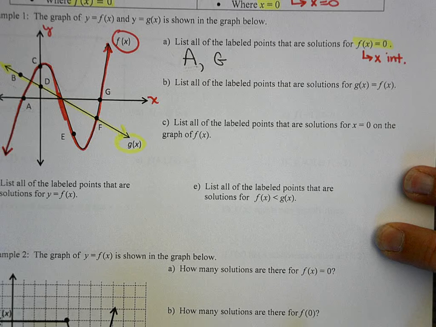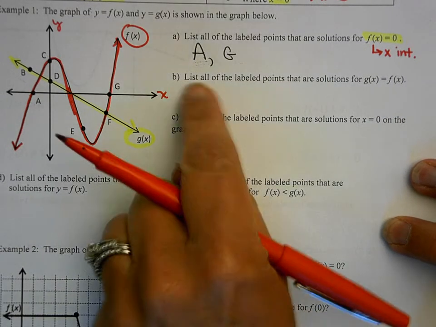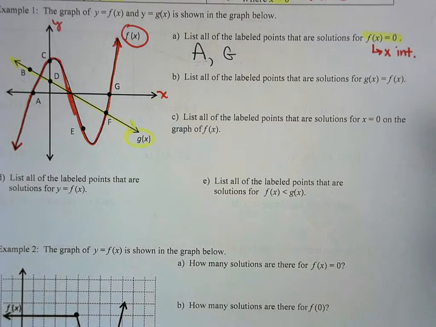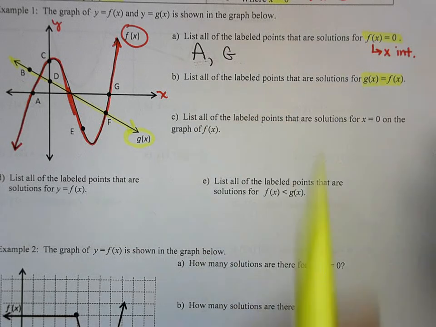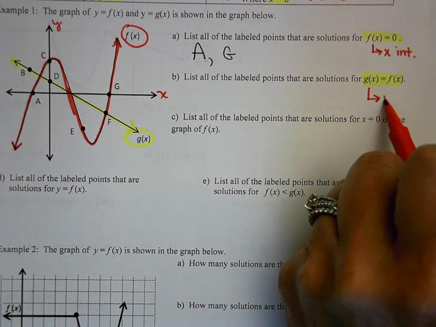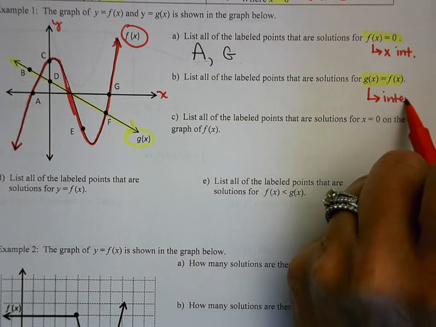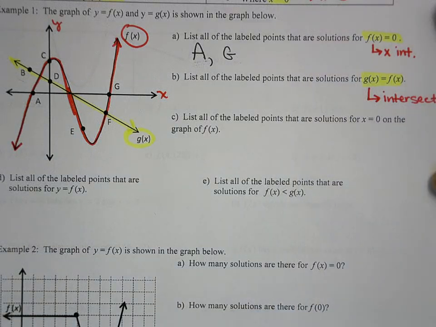All right, so let's go ahead and take a look at the next question. Here they're wanting us to list, again, the labeled points only for where g of x is equal to f of x. And we've done this a couple times, not just in chapter 2, but in previous math classes as well. Whenever we're looking for where g of x is equal to f of x, remember that is looking for intersections, right? Where do the two graphs intersect?